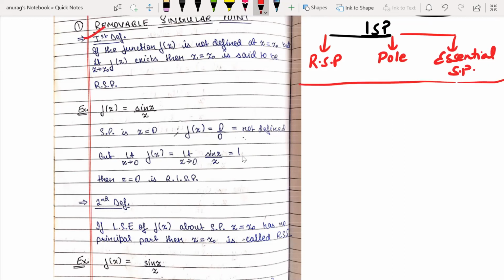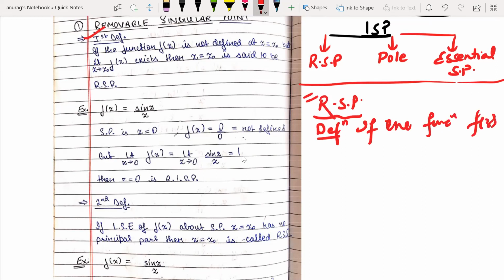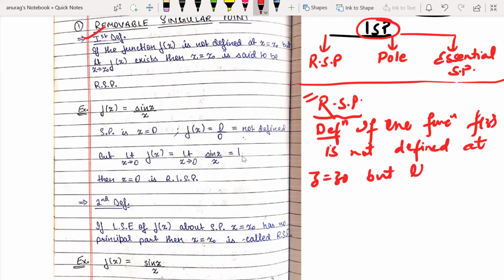So let's see removable singular point first. It has 2 definitions. I'm going to discuss the first definition, then the second definition. If the function f(z) is not defined at z equal to z0, then it will obviously become a singular point. Then only we can discuss something. Singular point means function is not defined at that point. But the limit as z tends to z0 of f(z) exists. Function is not defined, but the limiting case is existing.